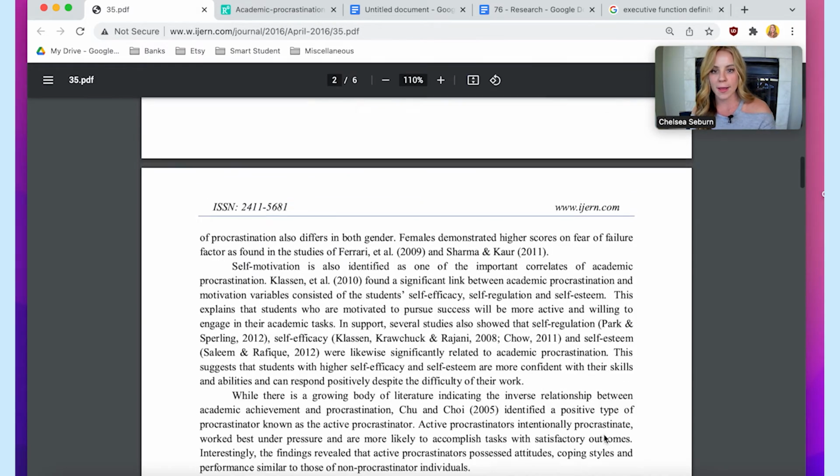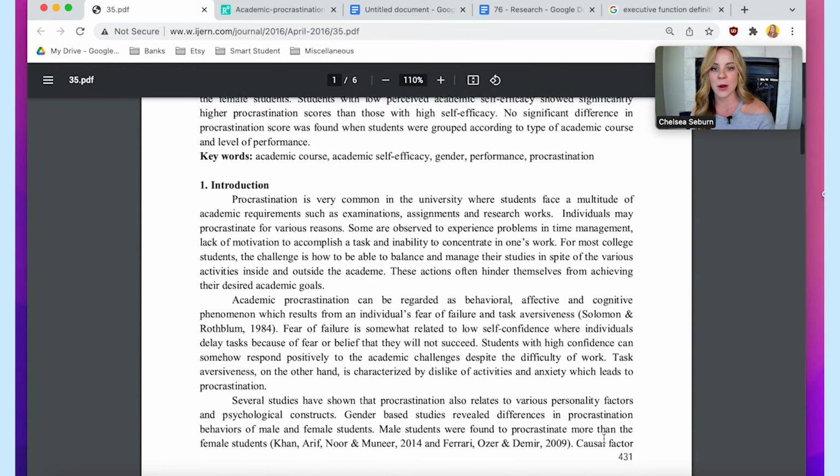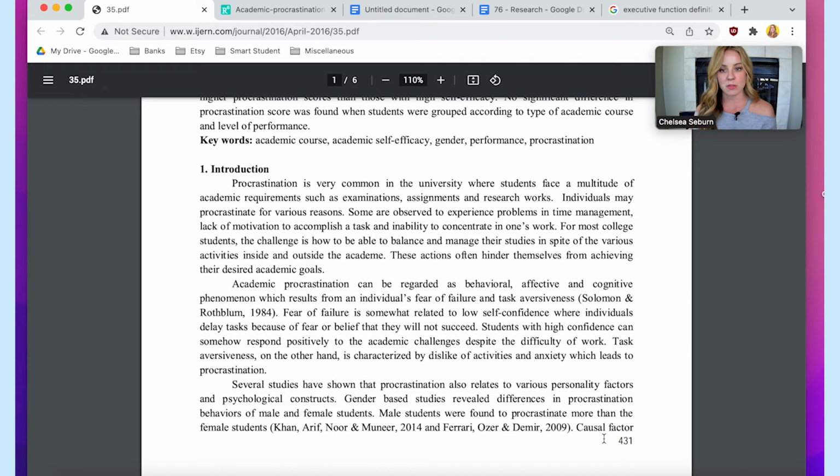So that's why it's important to read the first and the last paragraph, because just like we got a snapshot of the entire paper through the keywords and the abstract, you can get a snapshot of the introduction by reading the first and last paragraph.